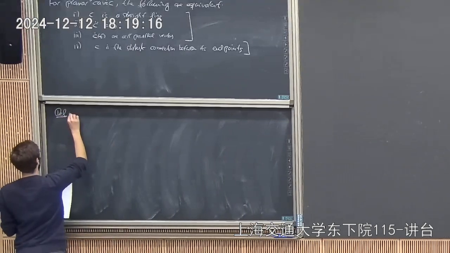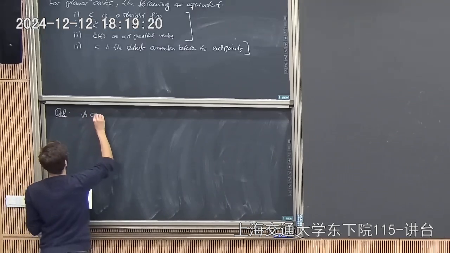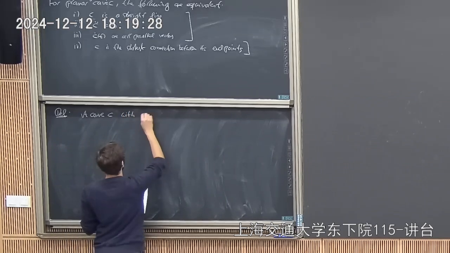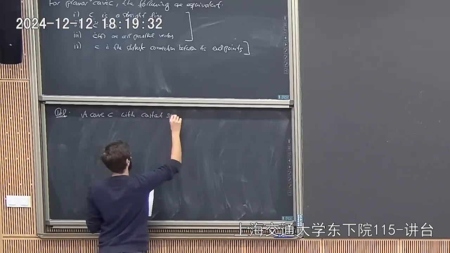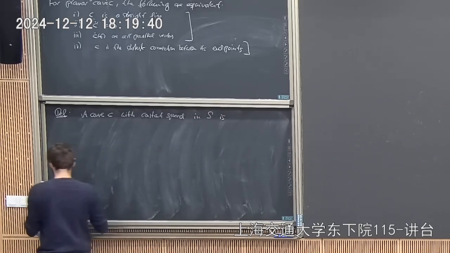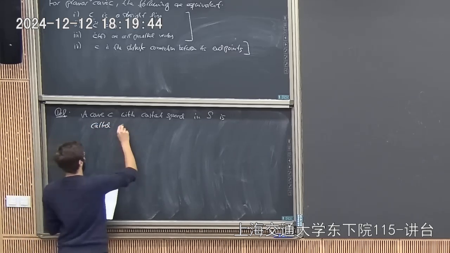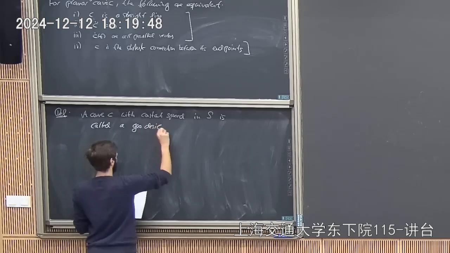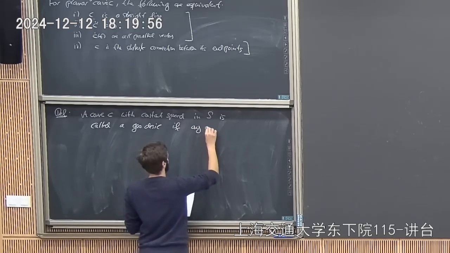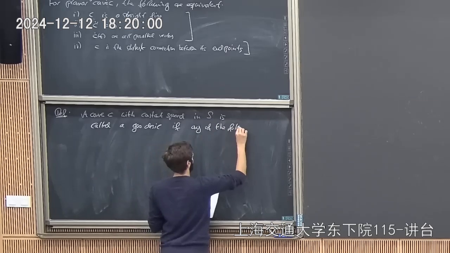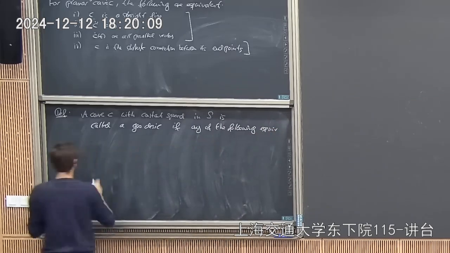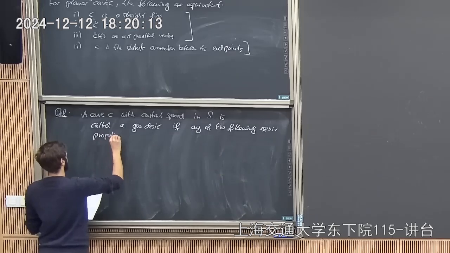So the definition is the following. The curve C with constant speed in S is called a geodesic if any of the following equivalent properties hold.